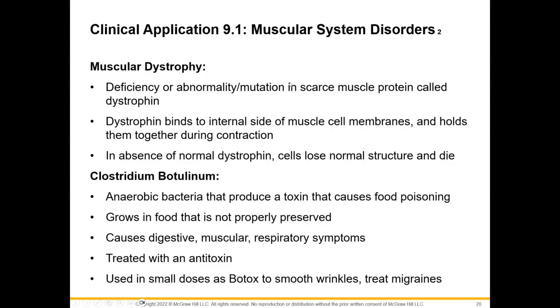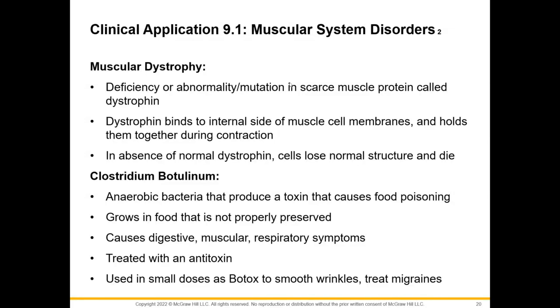Okay, some other disorders. Muscular dystrophy. I know that's one you've heard of. It's a deficiency or an abnormality or mutation in scarce muscle proteins that are called dystrophin. Dystrophin binds to the internal side of muscle cell membranes, and it holds them together during contraction. In the absence of normal dystrophin, the cells will lose their normal structure and they'll die.